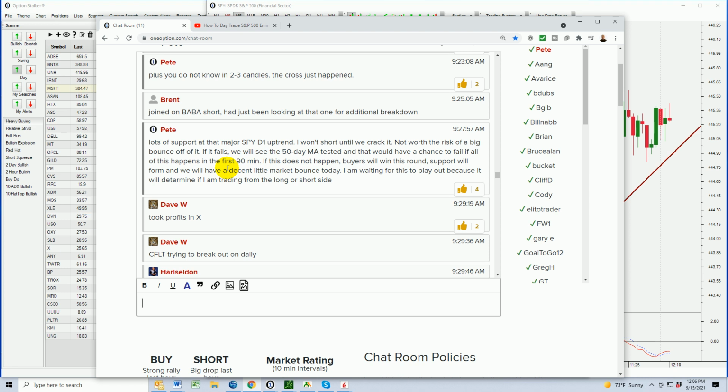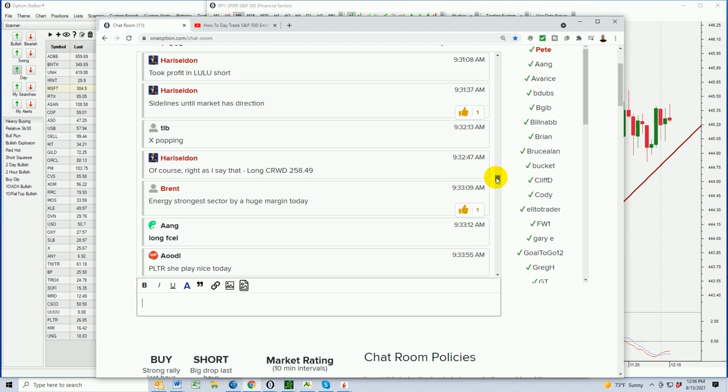So if we do take it out, fantastic. We'll probably test the 50-day moving average. If we take it out early in the day, there's a good chance that that 50-day moving average will fail and we may test that other upward sloping trend line. So these are my early market comments that I'm posting.